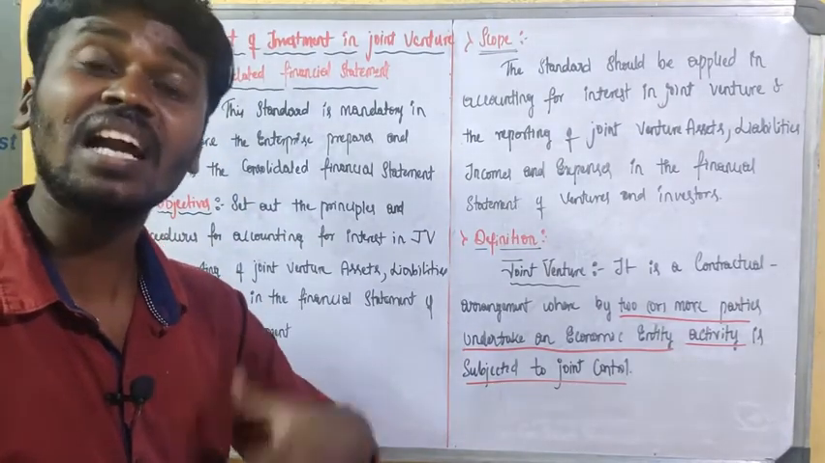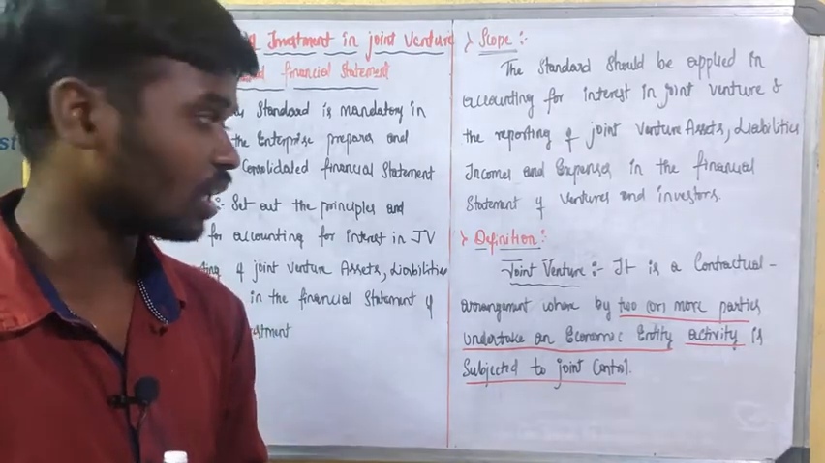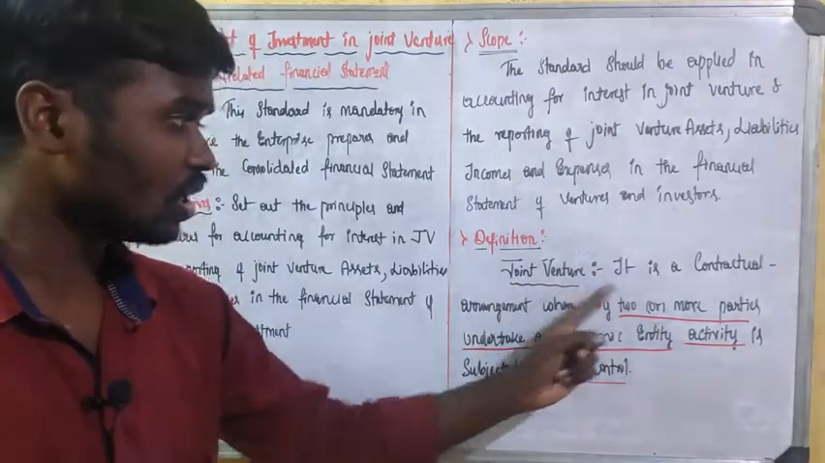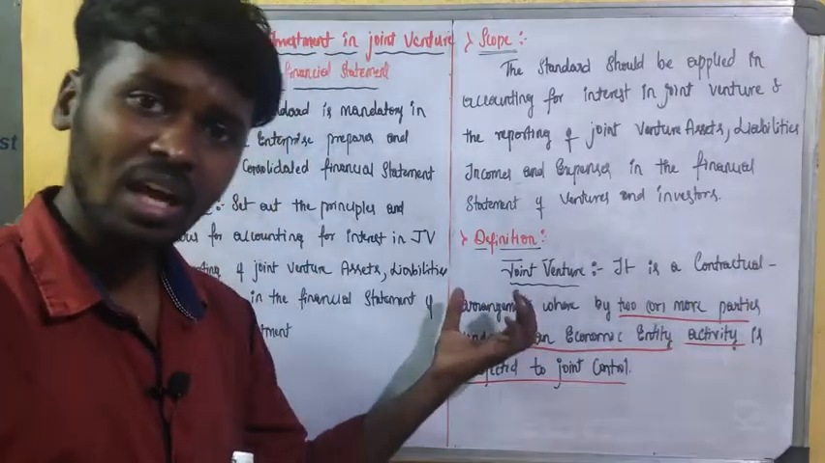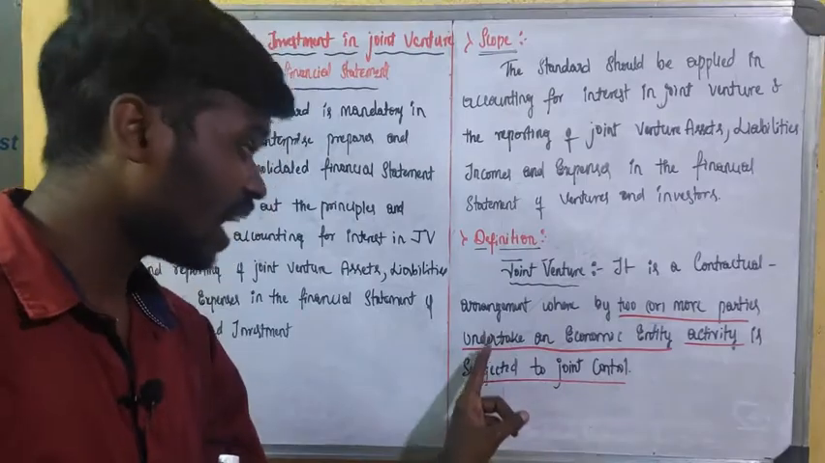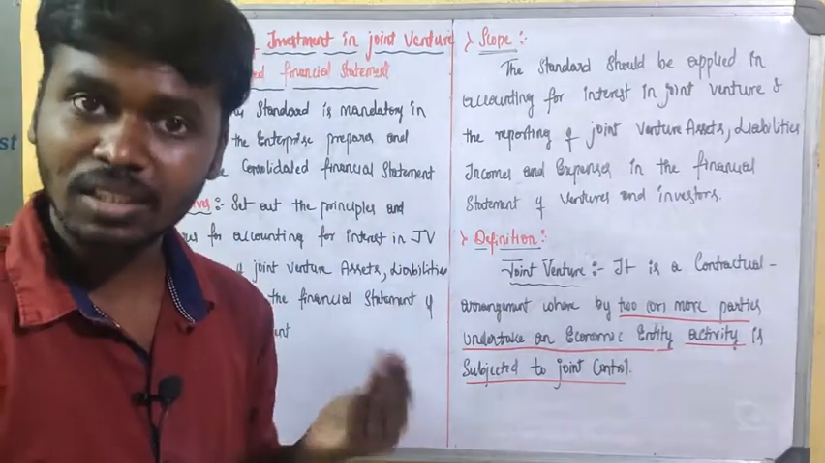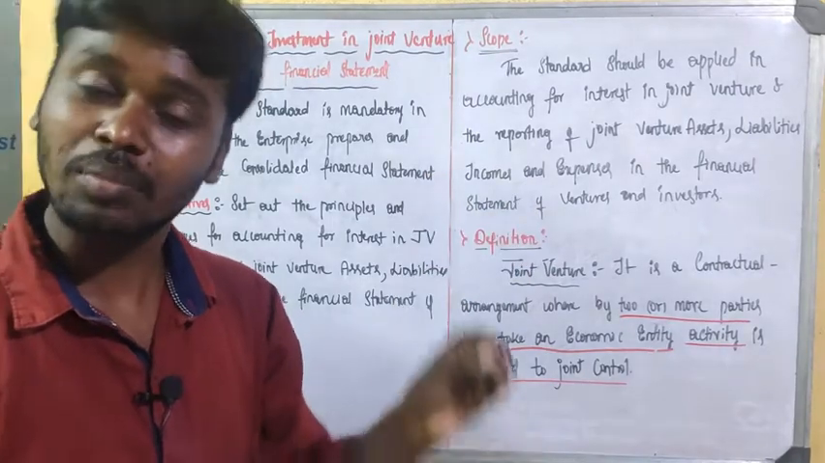That is jointly undertaken the business organization, jointly undertaken the economic entity. The definition of joint venture, it is a contractual obligation or arrangement where the two or more parties jointly undertake the economic entity, and also by undertaking they are going to control jointly the business organization.